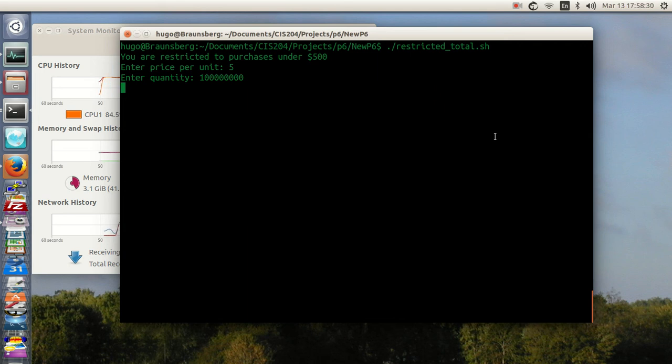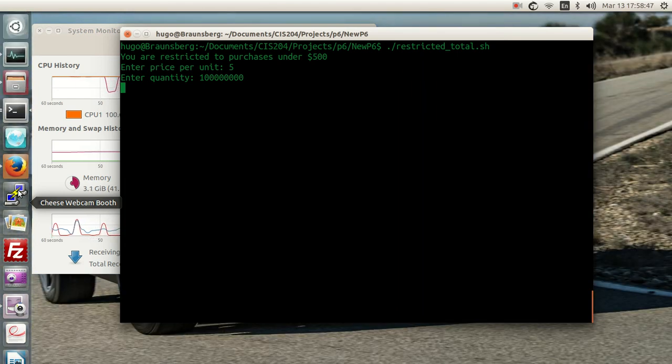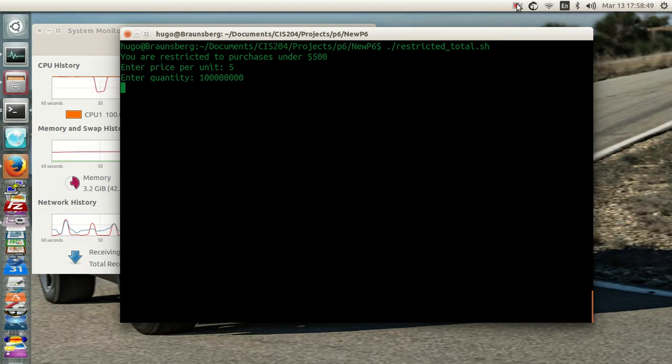How many did I? Oh, wait a minute. I gave it 100 million. Well, it'll be processing for a while. But anyhow, that gives you an idea of how this particular piece of the puzzle is going to be solved. So we'll get a chance to deal with this in class.